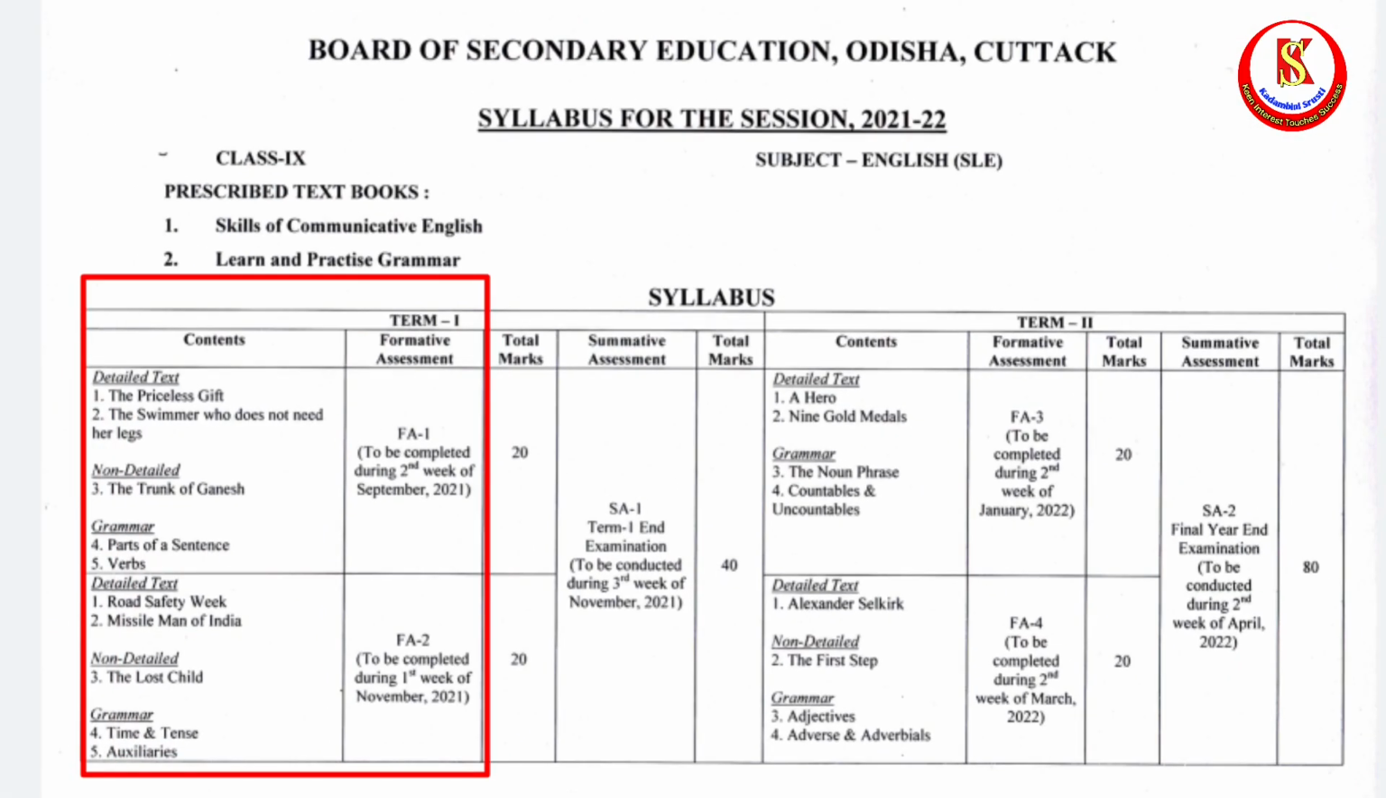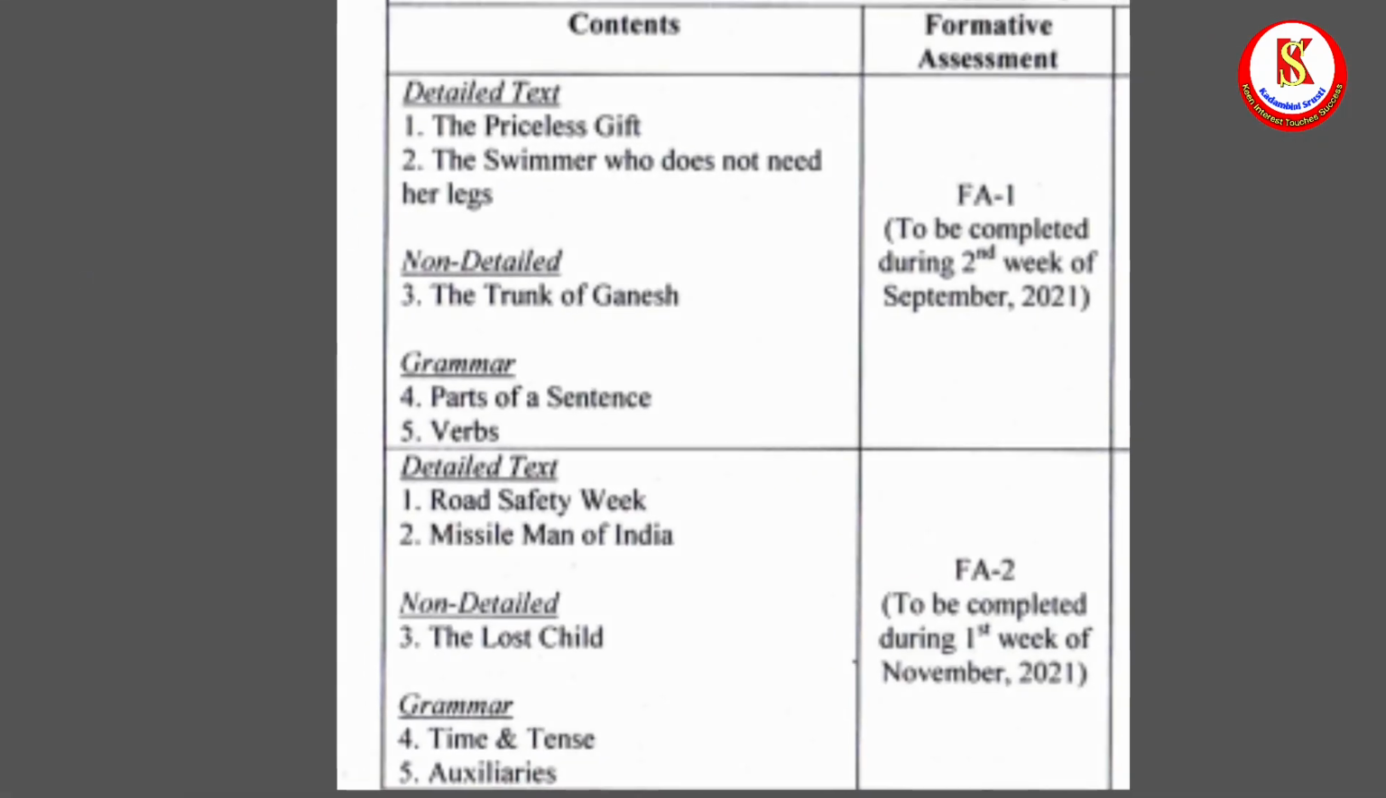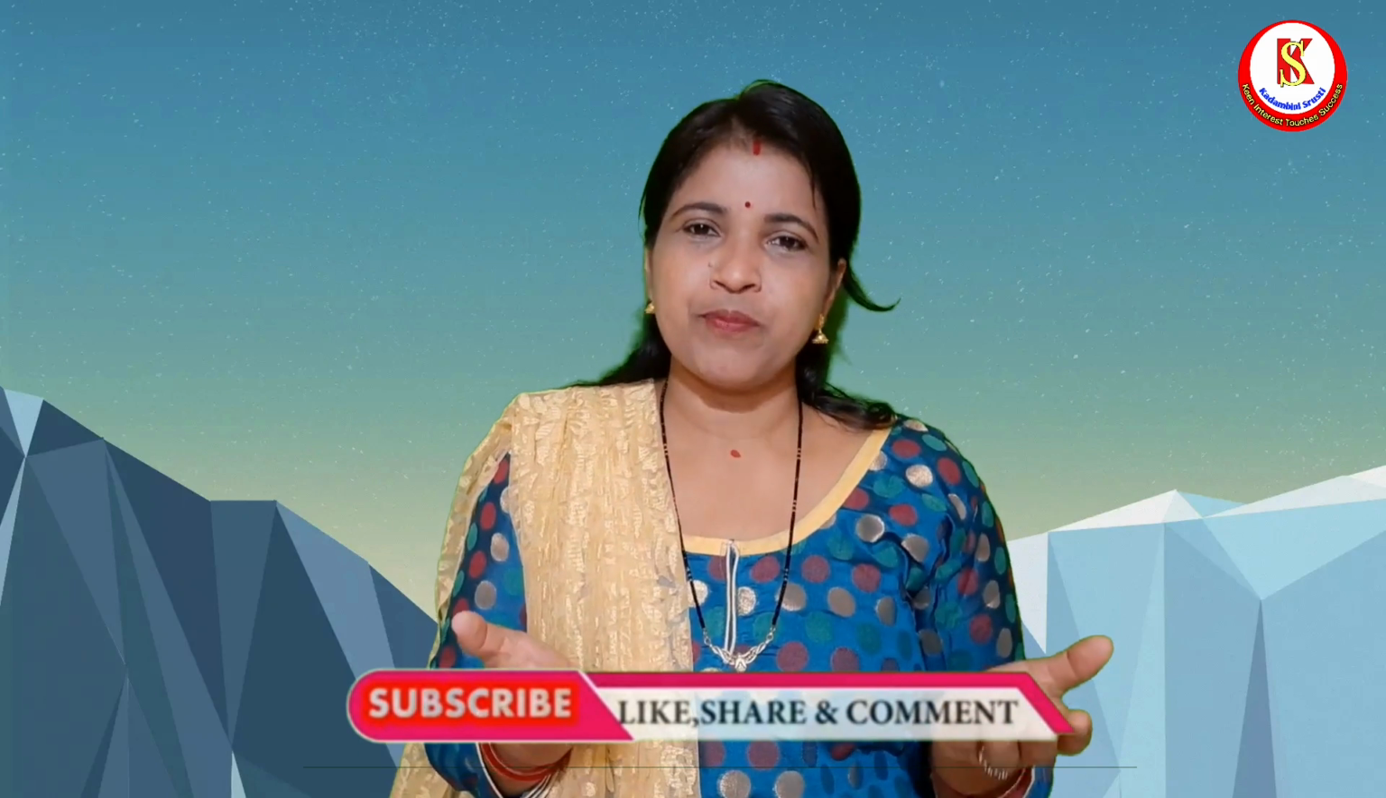That doesn't mean that we are not going to test our children. Yes, we are going to test our children. So if we take the example of FA1, means formative assessment 1 of class 9, there are 5 chapters. So at least 15 to 20 periodic tests we have to make, and at last we have to convert the total number out of 5, and the same is applied for all other assessments.